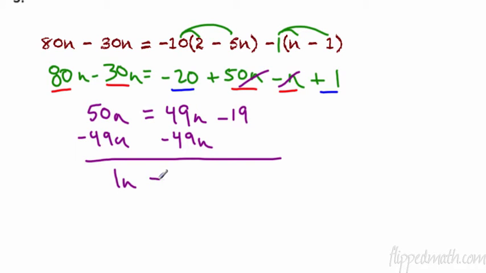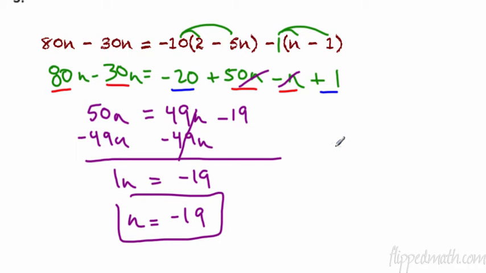The equal sign, these cancel out, and then we have a negative 19. Guess what? 1n, you can divide by 1, but 1n is just n. N equals negative 19. Voila! Whew! That was ugly. Let's do another one.